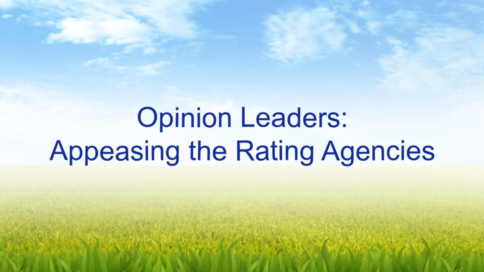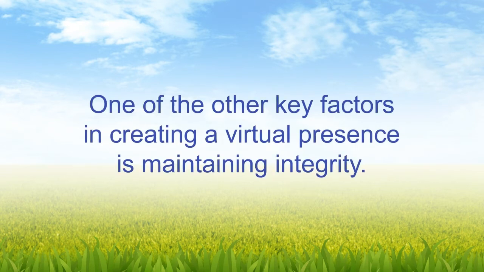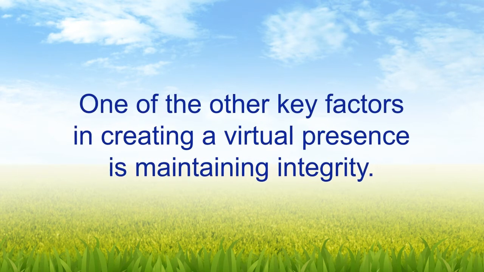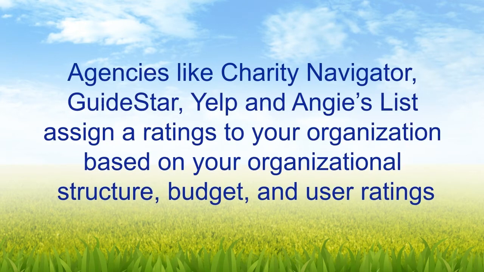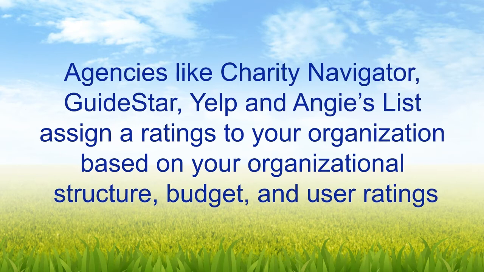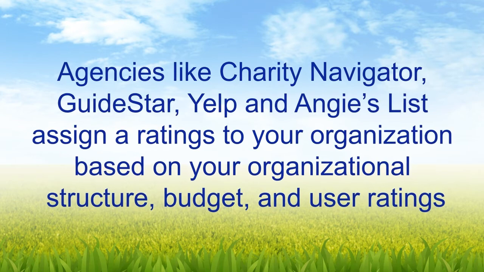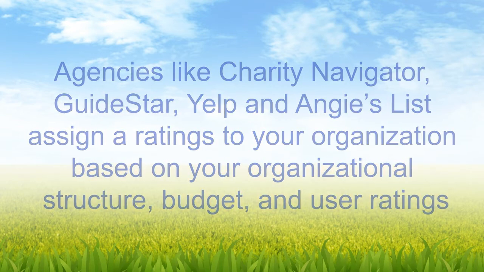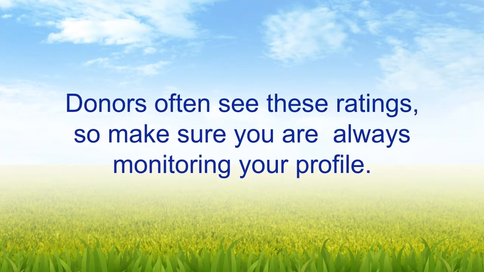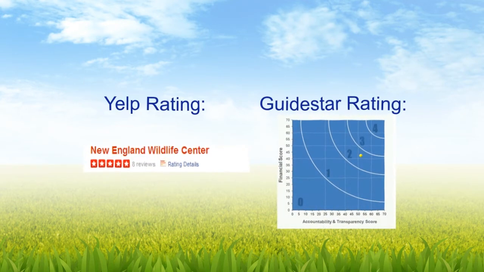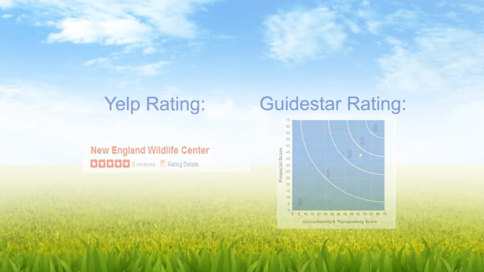Opinion leaders: appeasing the rating agencies. One of the key factors in creating a virtual presence is maintaining organizational integrity, just like you do in your real organization. Agencies like Charity Navigator, GuideStar, Yelp, Angie's List, and others assign a rating to your organization based on your structure, your policies, your budget, and everyone uses different standards, which can be difficult. Donors see these ratings, so you need to make sure you know what they're saying about you as well. And if something's inaccurate, you can contact the rating agency and change it, or you can try to accommodate and meet whatever information those particular agencies want.